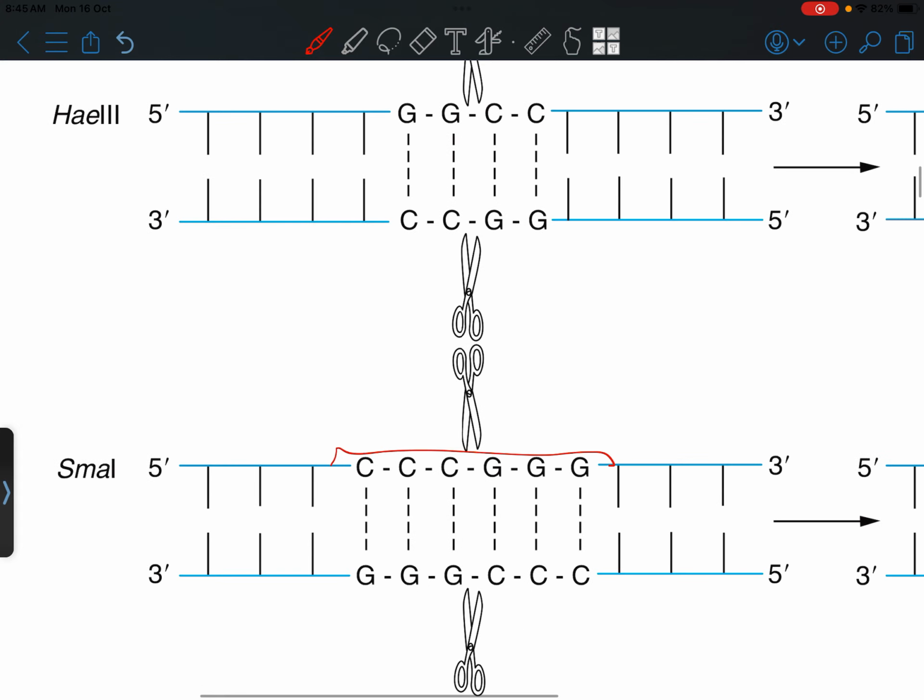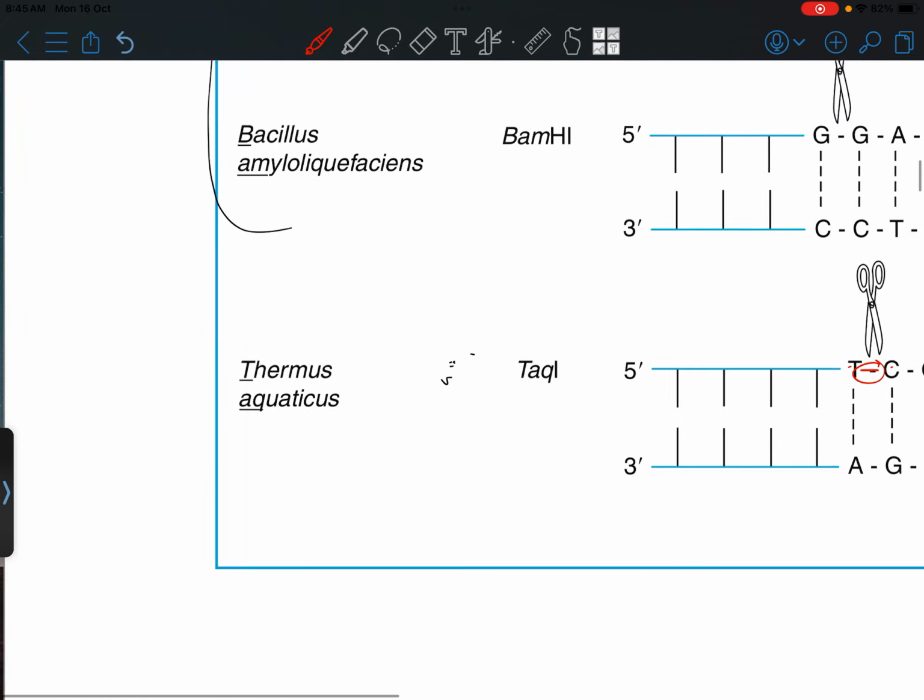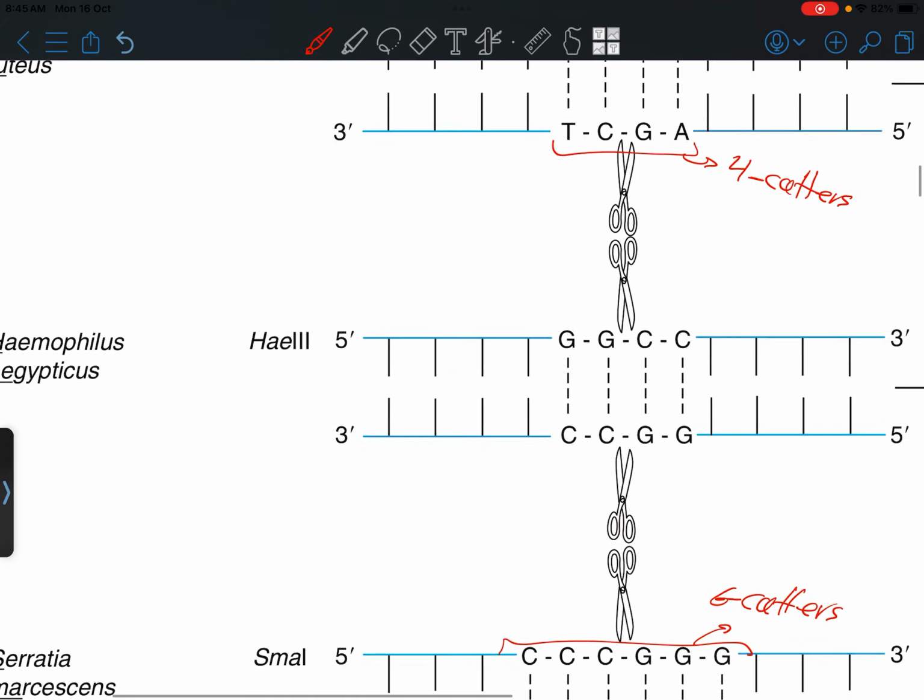Blunt ends, not cohesive ends. Okay? Notice here, no overhang, no sticking. This is a blunt end, blunt end, blunt end, blunt end.